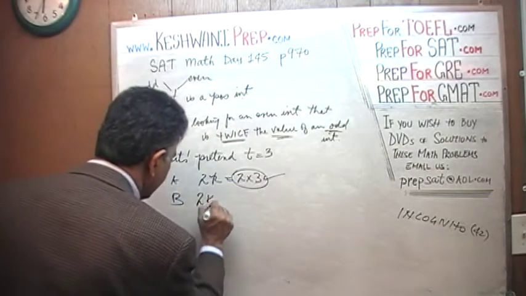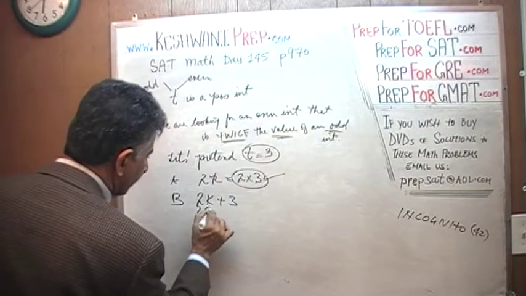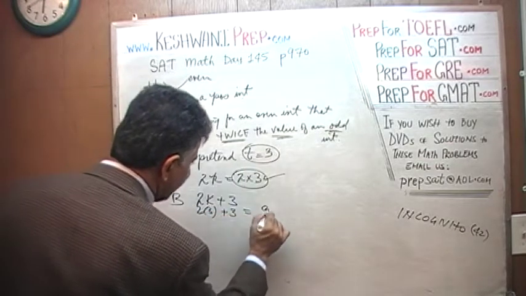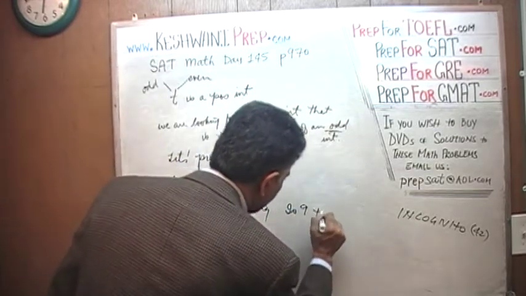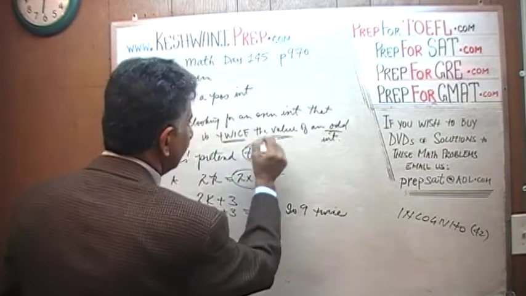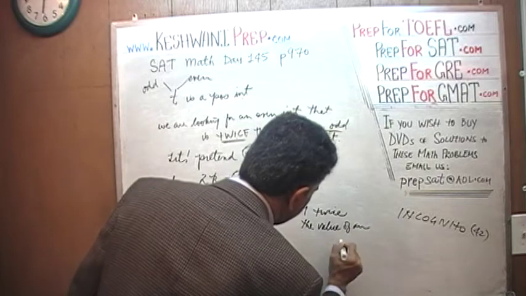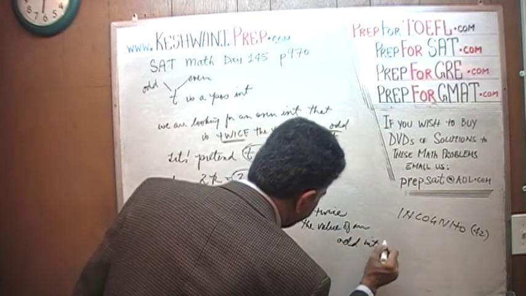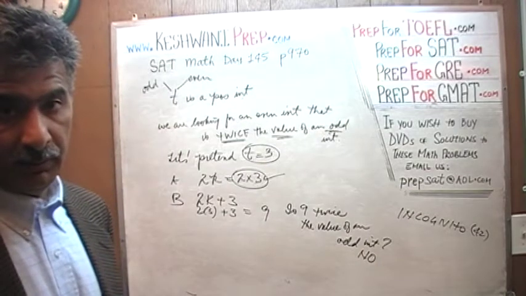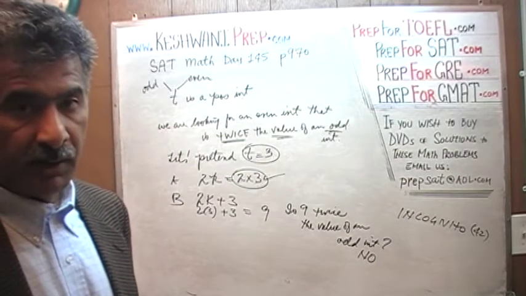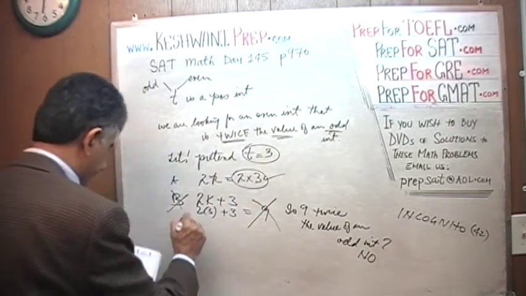Next one says 2k plus 3. Well, if k is 3, 2k is going to be 6. 2 times 3 plus 3 is going to be 9. Is 9 twice the value of an odd integer? The answer is no. 9 is not twice an odd integer. It's not possible to find an odd integer multiplied by 2 and get a 9. So B is not the answer.